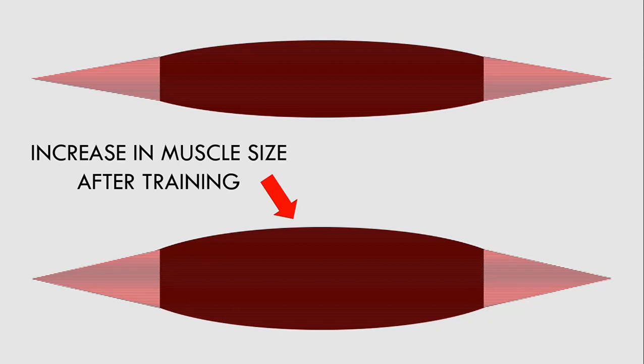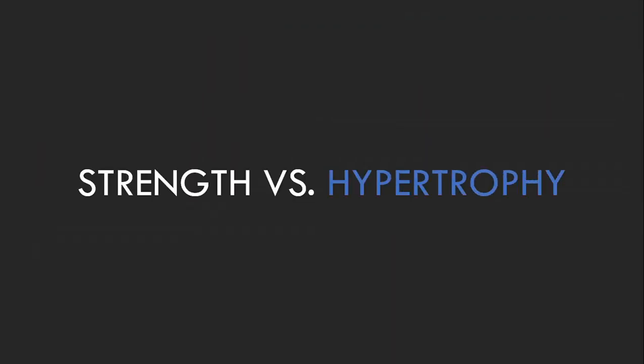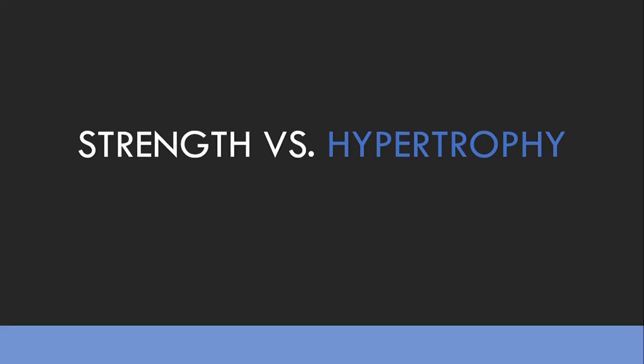Since these are two different adaptations, the training required to achieve each outcome is different. It should be noted that these are not completely opposing adaptations, and there is certainly overlap between each quality. However, we are going to discuss how to train in order to best target each quality. Let's now explore each training variable and how this differs between strength and hypertrophy training. The first training variable that we will compare is exercise selection.